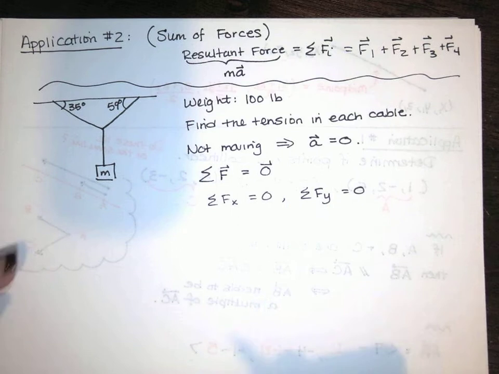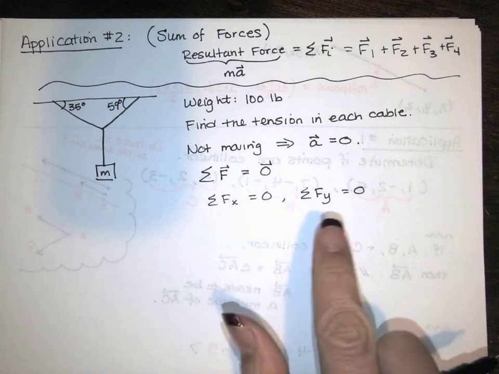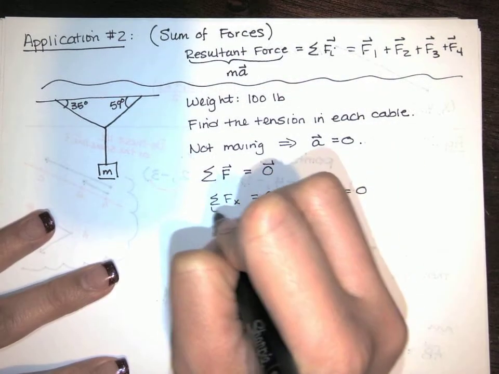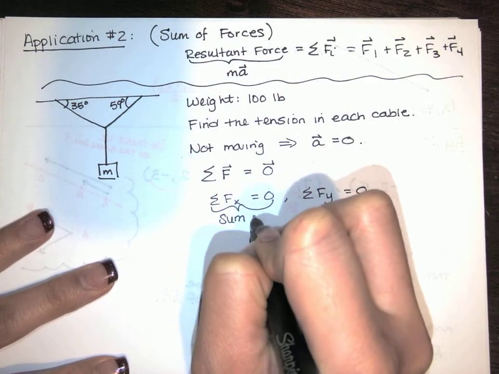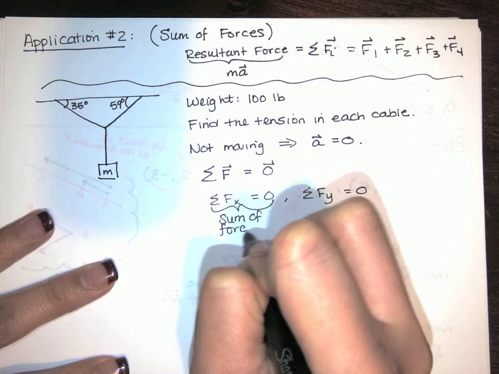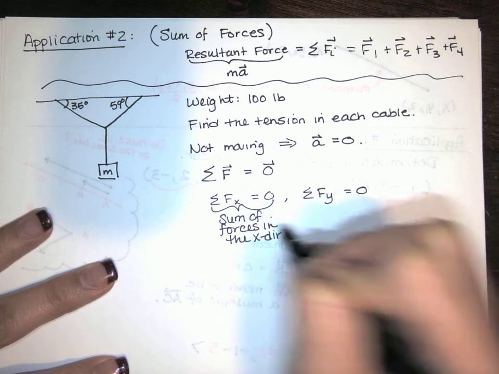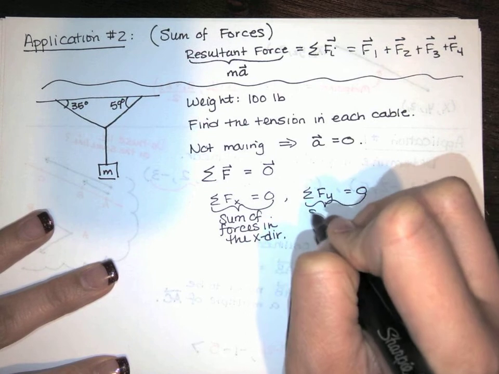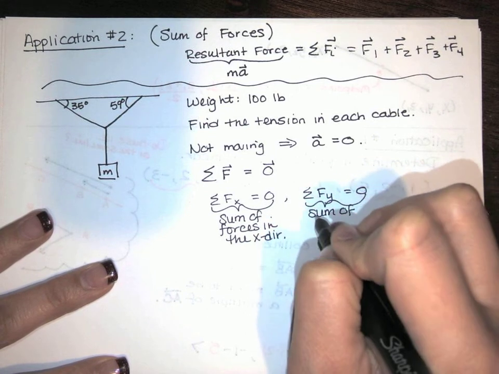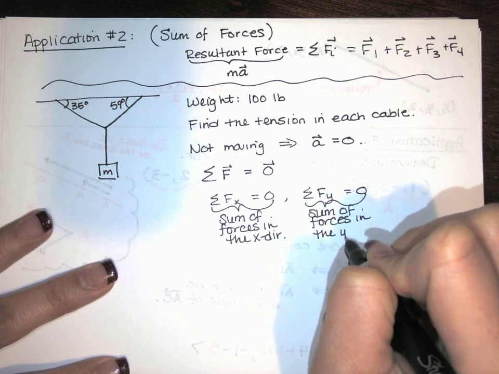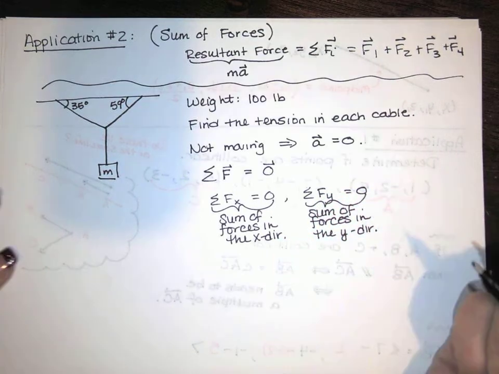Now we're using these subscripts to indicate direction. We're not using them to indicate other things like the components or anything like that. So keep that in mind. This is sum of forces in the x direction. And this is sum of forces in the y direction. This is just shorthand. If you've had Physics 1, you've seen this before, no big deal.